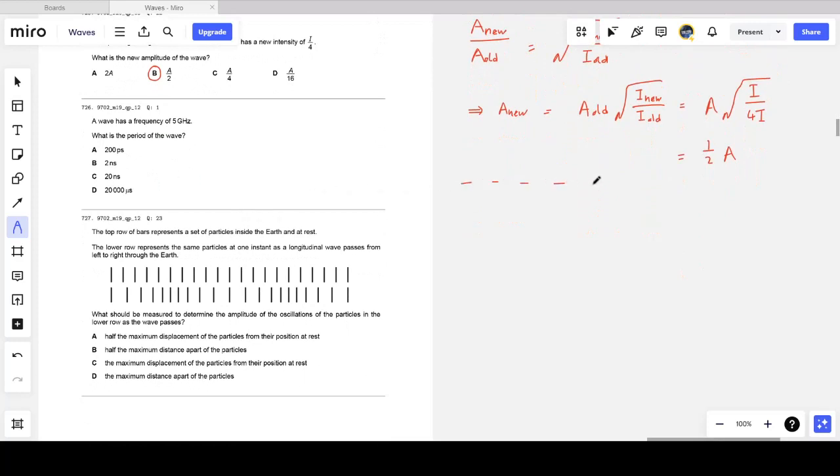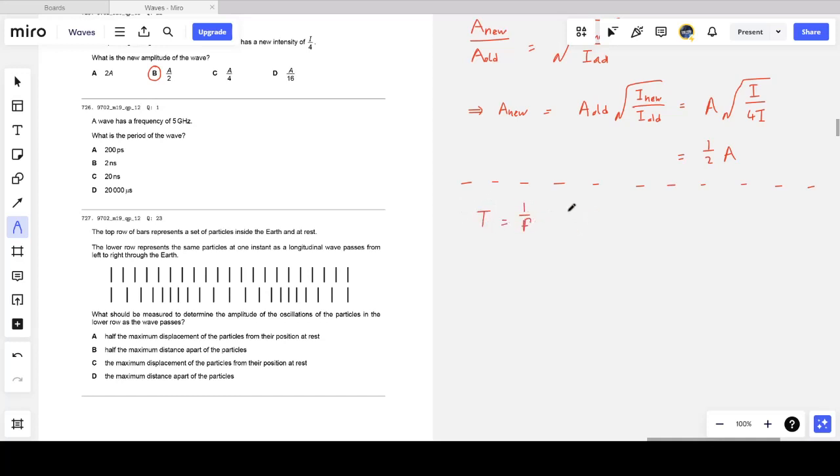Question 726 is from the March 2019 exam. It's from question paper 1, variant 2, and it's question 1 from that paper. We're told that a wave has a frequency of 5 gigahertz, and we want to find the period of this wave. Well, you probably could do this in your sleep.